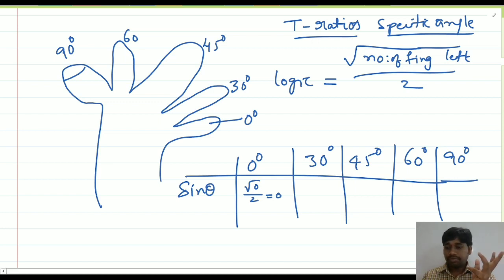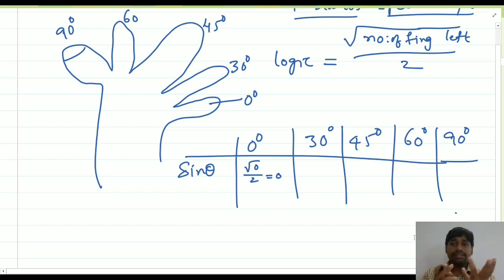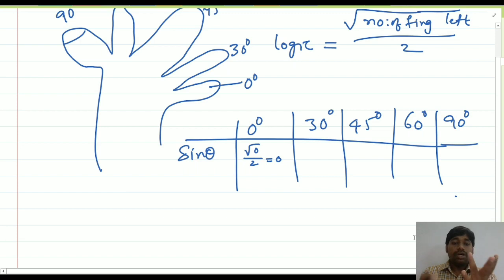Next, if you want the sine 30 value, then what we have to do is close your second finger, then only one finger is left. For sine 30, only this one is closed, so one finger is left. Then sine 30 is root 1 by 2. Root 1 is 1, so 1 by 2.